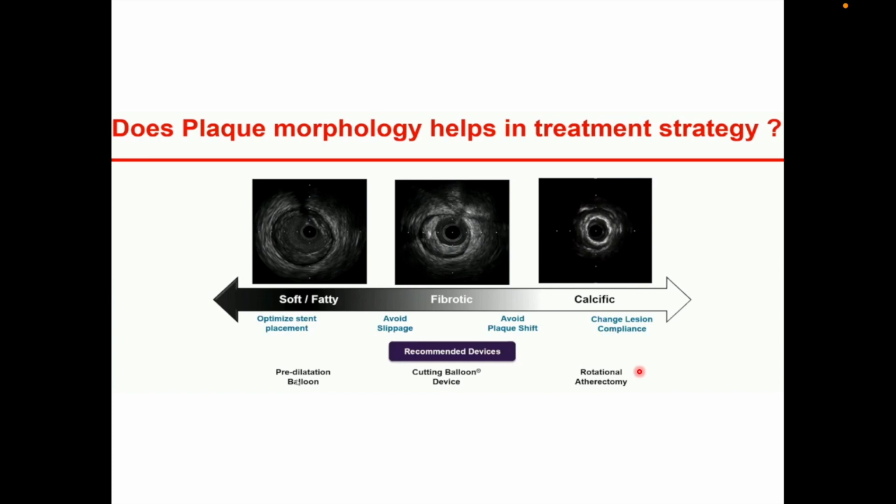Can the plaque morphology help in treatment strategy? Yes. If you know that there is a soft fatty plaque, it's much easier to optimize your stent and you can do balloon pre-dilatation and get away with it. But if it's a fibrotic plaque, there will be a tendency for slipping of the balloon. There can be plaque shift. So in order to avoid these, a cutting balloon can be a good option. And if it's a calcific plaque, then you probably need a rotational atherectomy.